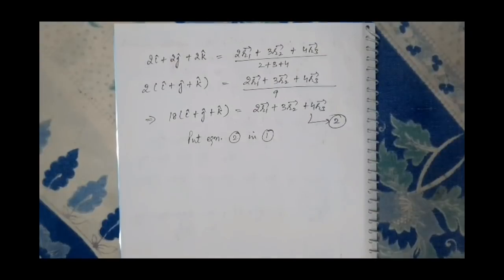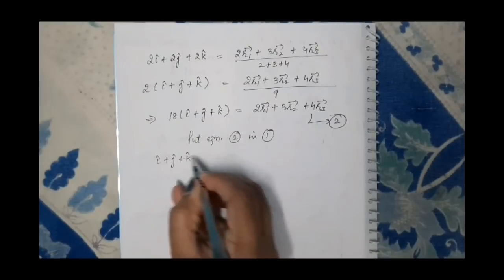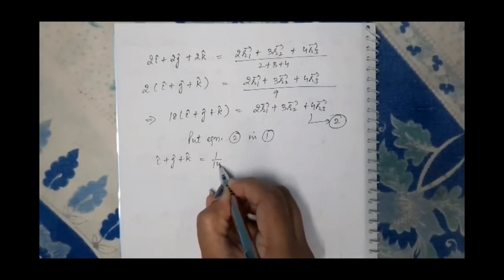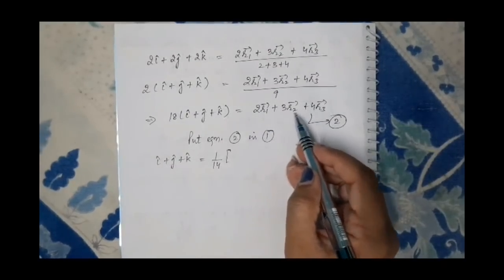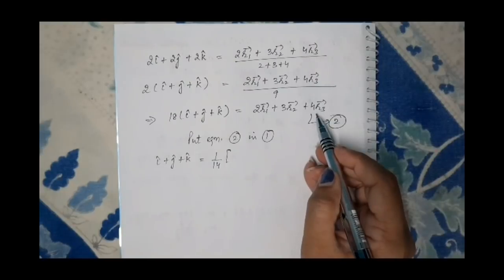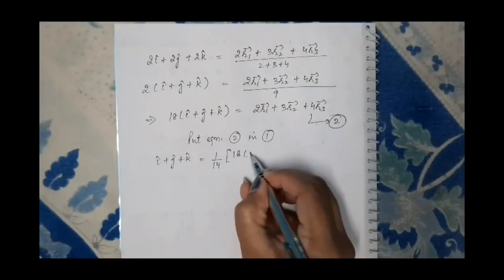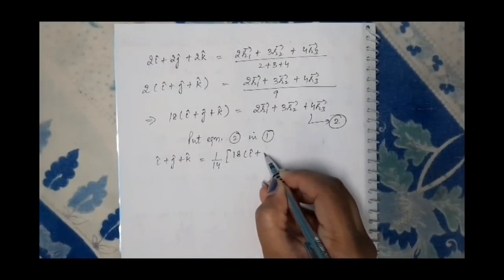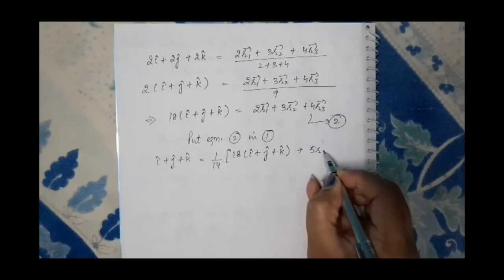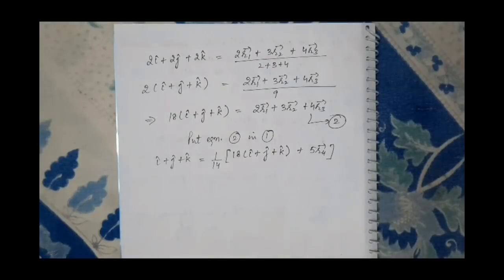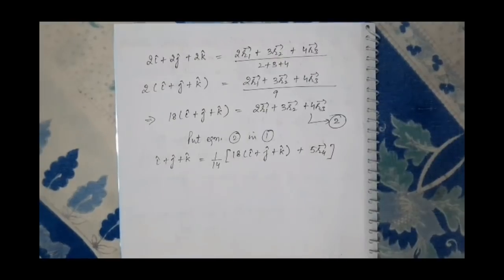What was our equation 1? Our equation 1 was i cap plus j cap plus k cap equal to 1 by 14 into 2r1 plus 3r2 plus 4r3 plus 5r4. So the value of this is 18 i cap plus j cap plus k cap, plus 5r4. So we have put the value of these three terms in equation number 1.